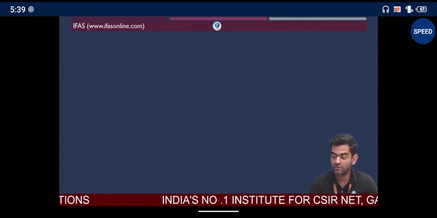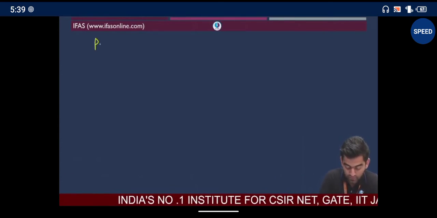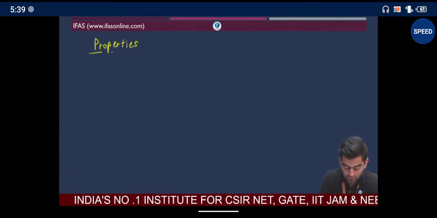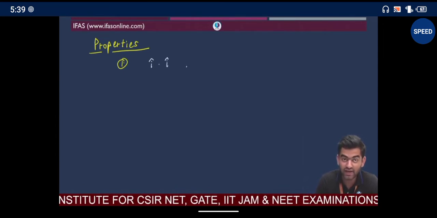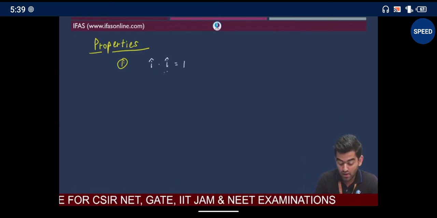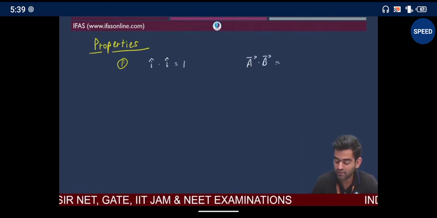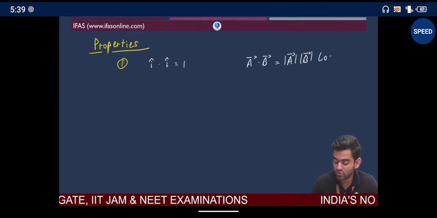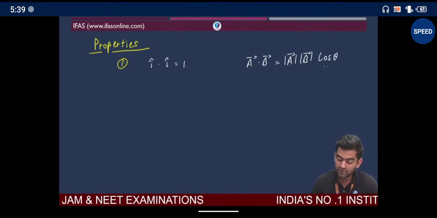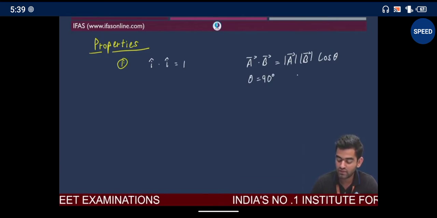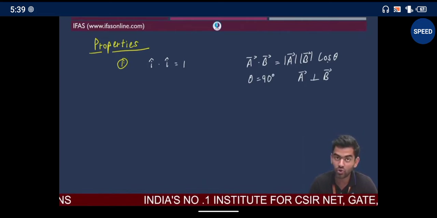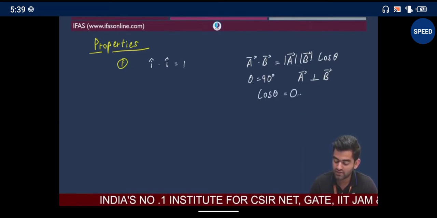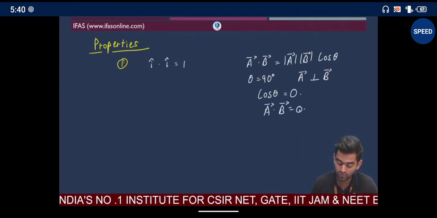So now let's talk about the properties of the scalar product. Now the first property of the scalar product is that i cap dot i cap will result in 1. Why is that so? We have taken a vector dot b vector, which gives a vector magnitude times b vector magnitude into cos of theta, right? Now what if theta is 90 degrees? That is, a vector is perpendicular to b vector. In that scenario, cos theta will be 0, so a vector dot b vector is equal to 0. This is the first scenario I'm talking about.